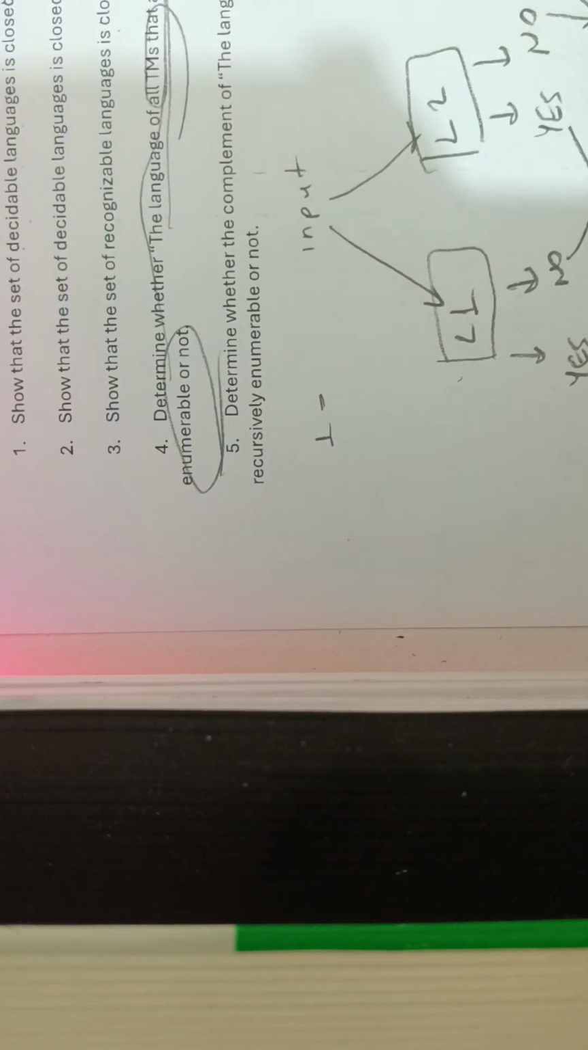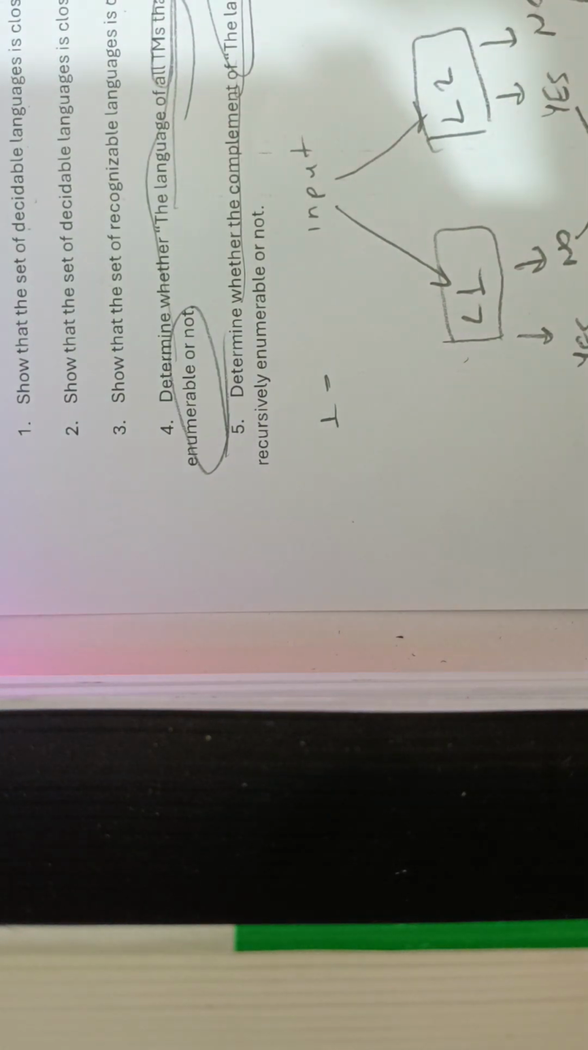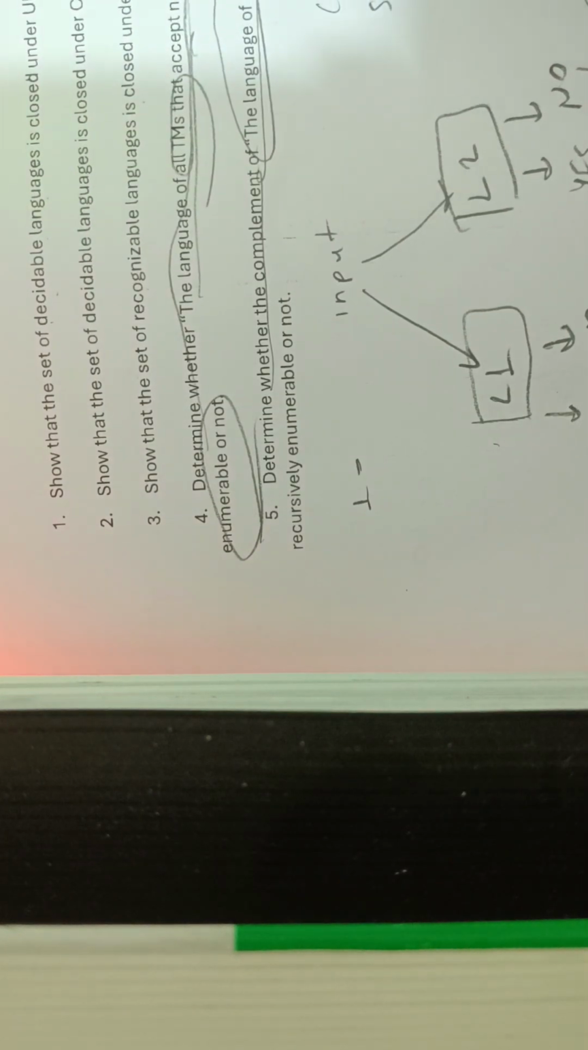We can go with the fifth question. What does the fifth question say? Determine whether the complement of the language of all Turing machines that accept nothing is recursively enumerable. I can't say it: enumerable or not. Okay. First of all, I have to draw the diagram.